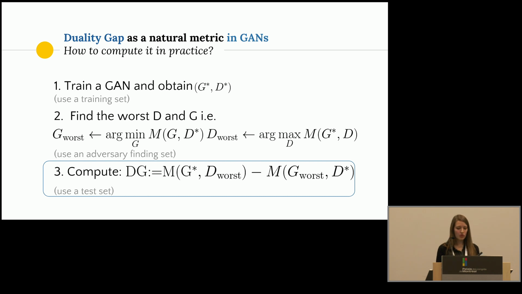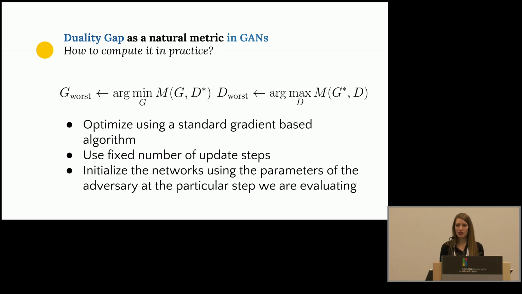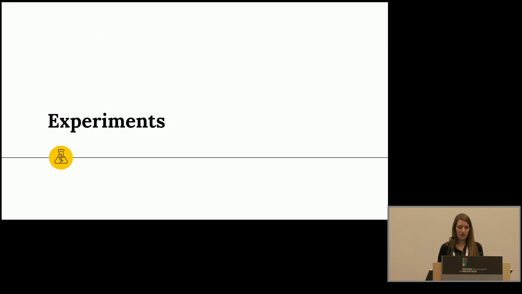In terms of computational efficiency, the first and the third step are not a problem, because the first one is the usual GAN training, and the third step is just computing a value. The problem is the second part, which assumes finding an argmin and argmax. How we approach this in practice is we optimize using a standard gradient-based algorithm, and we use a fixed number of update steps to train G worst and D worst. In order to speed up the optimization, we initialize the two networks G worst and D worst using the parameters of the GAN. So now let's see how the duality gap can be used by a practitioner.